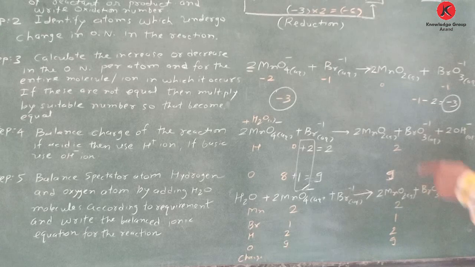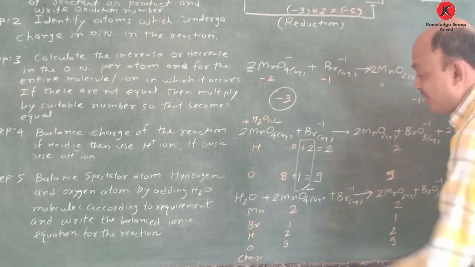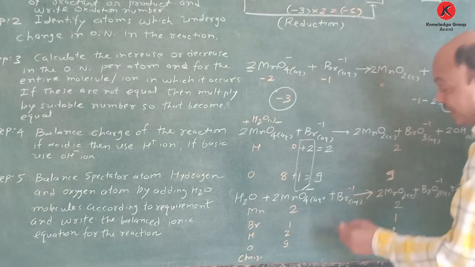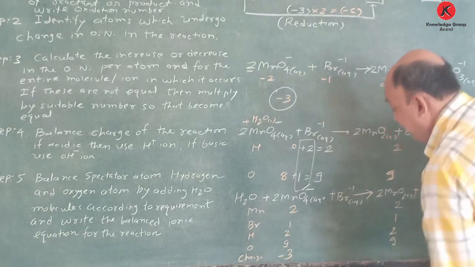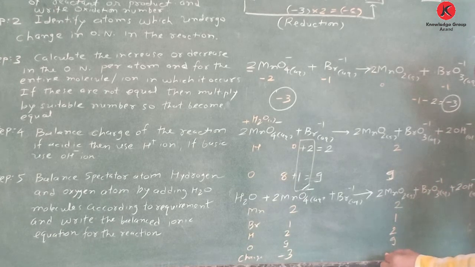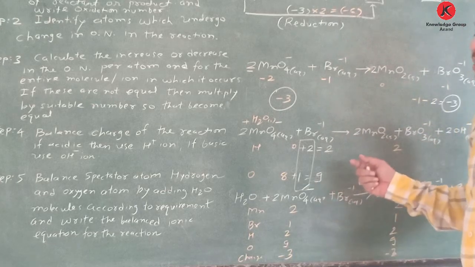Charge: what is the balanced charge? Minus 3. You see, 2 into minus 1 is minus 2, 1 into minus 1 is minus 1, minus 2 minus 1, that is minus 3. And here 1 into minus 1 is minus 1, 2 into minus 1 is minus 2. So minus 2 minus 1, that is minus 3. If you complete it just this way, then you get full marks.